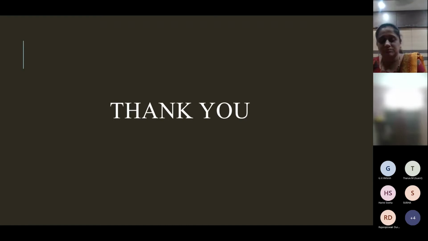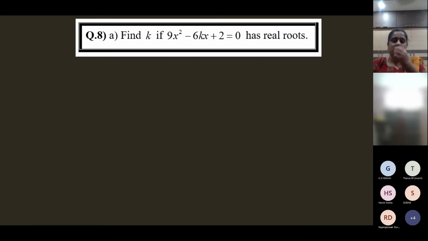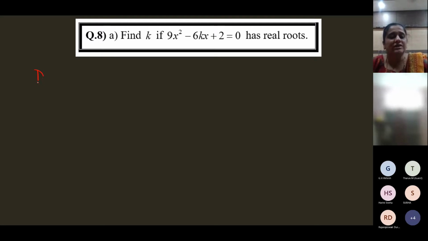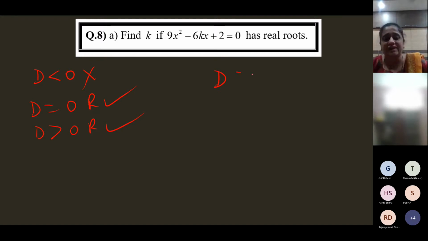Find K if this quadratic equation has real roots. See, real roots, there are two cases for real roots. See here, D less than 0, no real roots, imaginary. D equal to 0, real roots. D greater than 0, real roots. That means D greater than or equal to 0 is the condition for real roots.